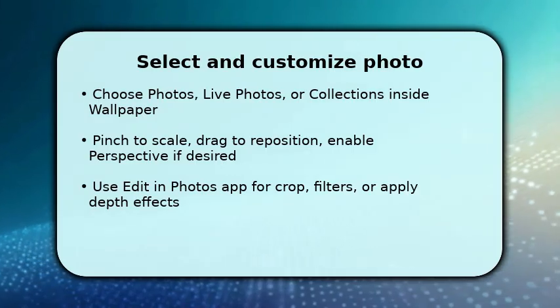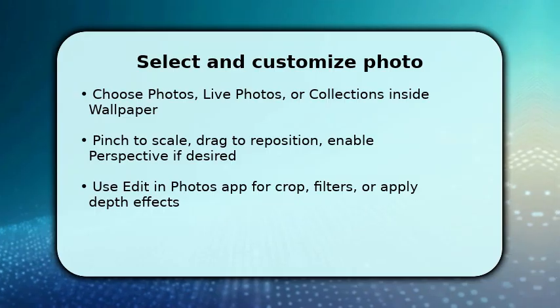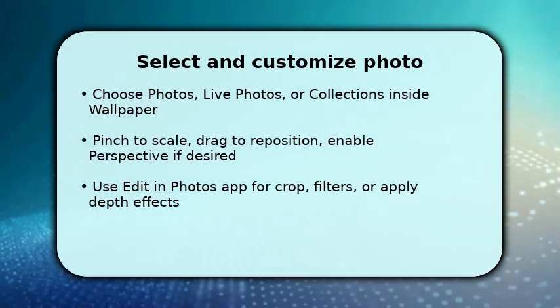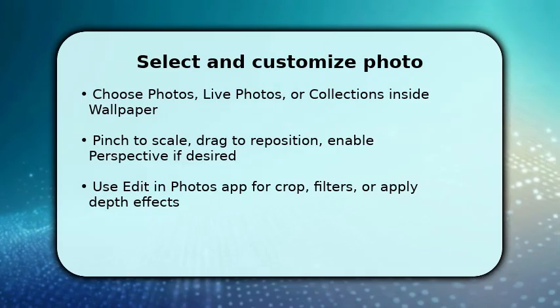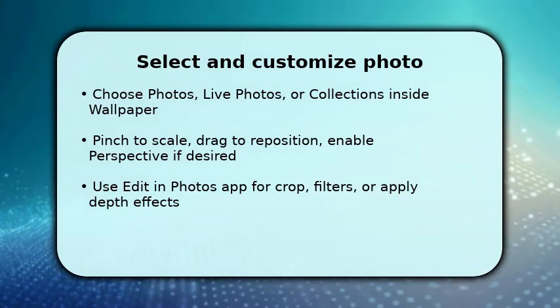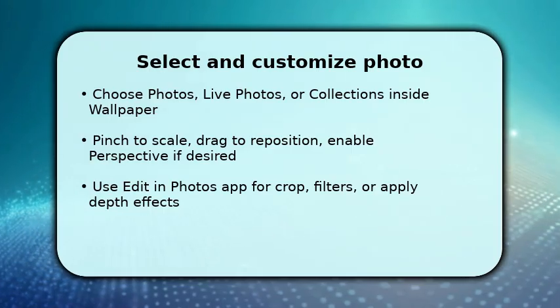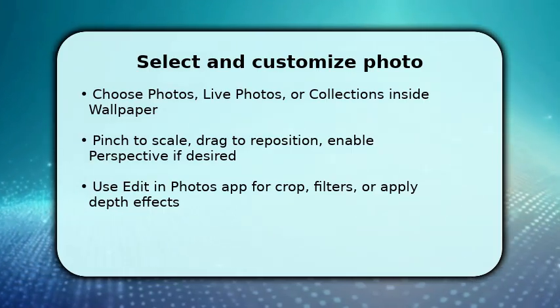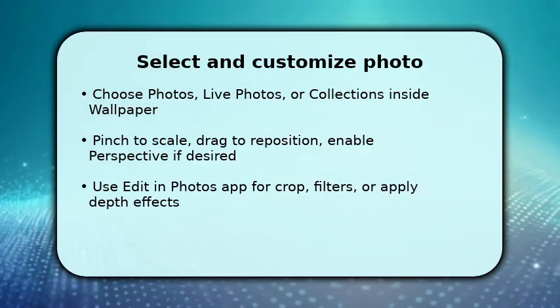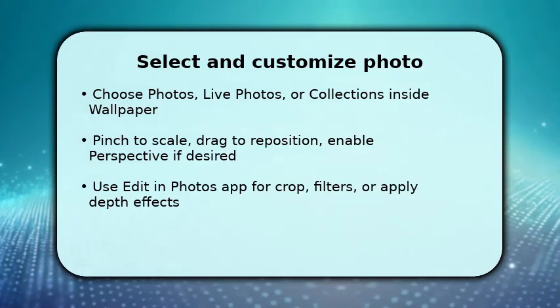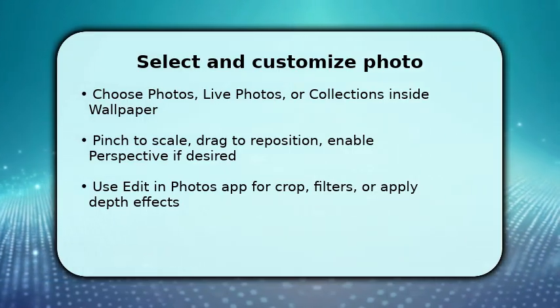Tap a photo, then use pinch and drag to frame it. This is why you preselected the image, to avoid last-minute cropping. Enable perspective if you want parallax. Turn it off to lock position. If colors or crop need work, tap Edit to adjust brightness or remove background before applying. These adjustments ensure the final lock screen look matches your intent and legibility.